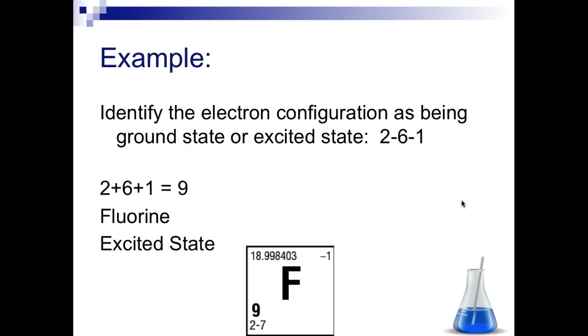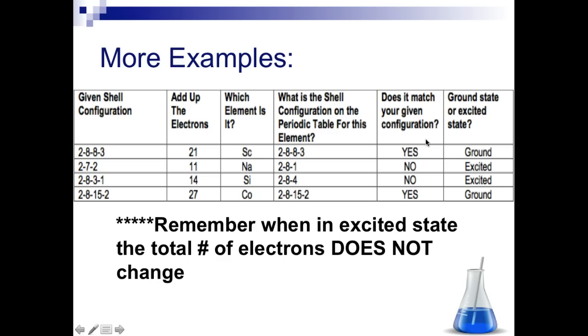So, for example, if we were to identify the electron configuration as being ground state or excited state for fluorine, we would look at this. So 2-6-1, is that the ground state or is that an excited state? When we look at this, we have 2 plus 6 plus 1, that's 9 electrons, so we're talking about fluorine. And the configuration on your periodic table says 2-7. So this configuration, 2-6-1, is the excited configuration for fluorine.